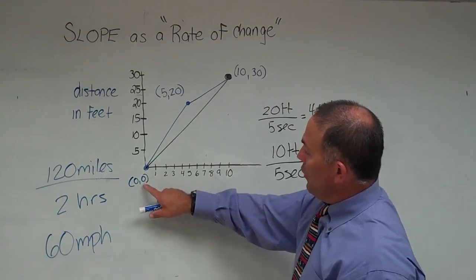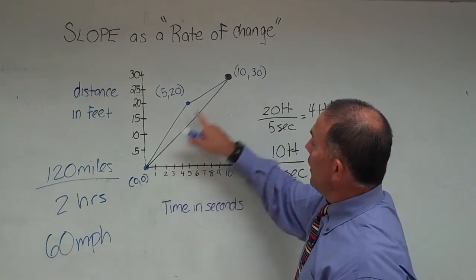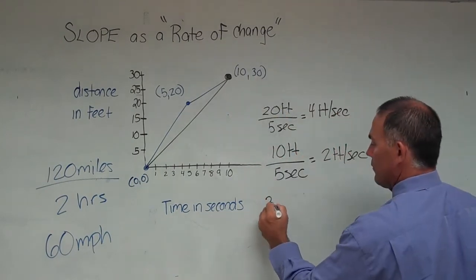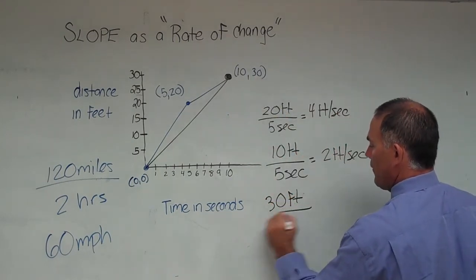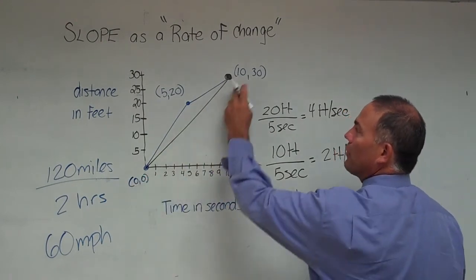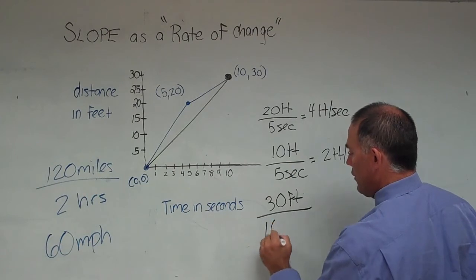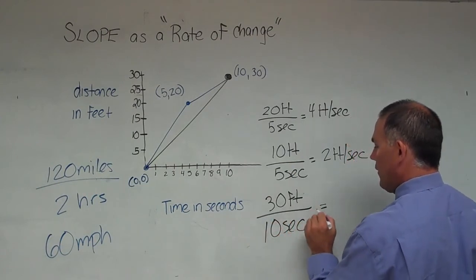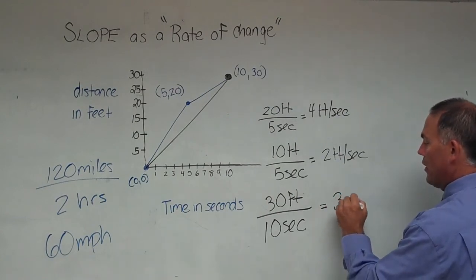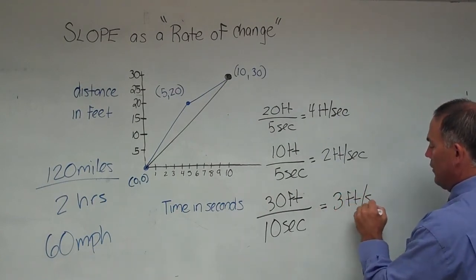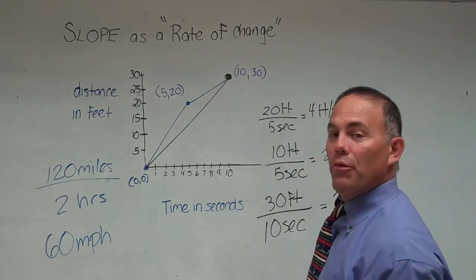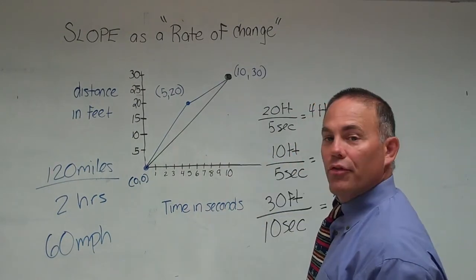Once again, we started here. To get from here to here, we traveled 30 feet. How long did it take us to do that? Started here at time 0, finished at time 10. 10 seconds. 30 feet divided by 10 seconds, we get 3 feet per second. In this example, a true example of rate of change through this problem here, just taking a walk.